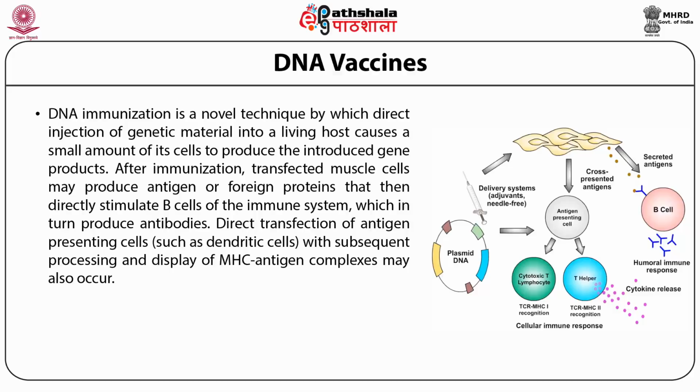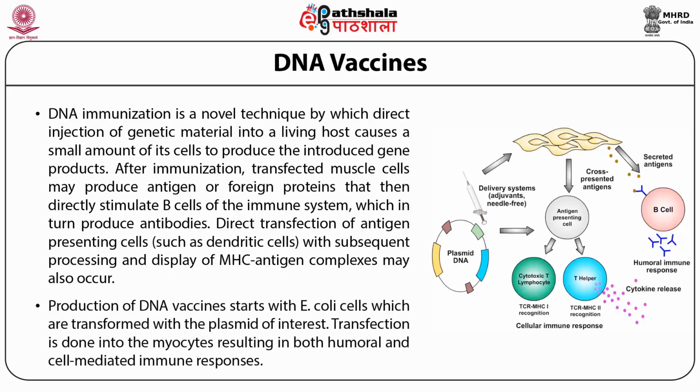Direct transfection of antigen-presenting cells, that is, either dendritic cells or macrophages, with subsequent processing and display of MHC antigen complexes may also occur. Production of DNA vaccine starts with E. coli transformed with the plasmid of interest. The transfection is done into the myocytes, which results in both humoral and cell-mediated immune responses.